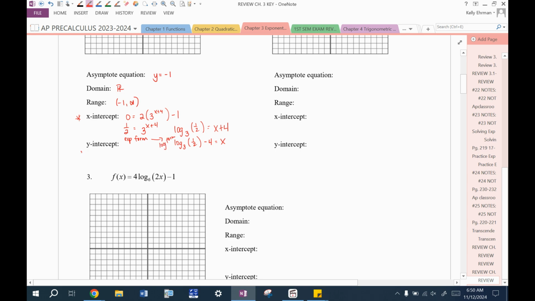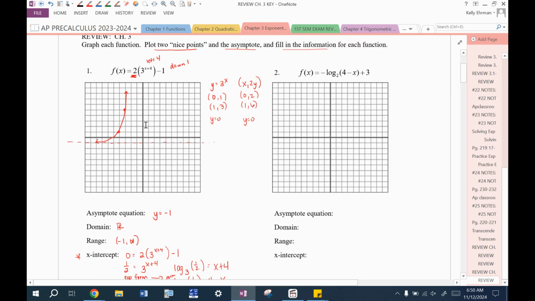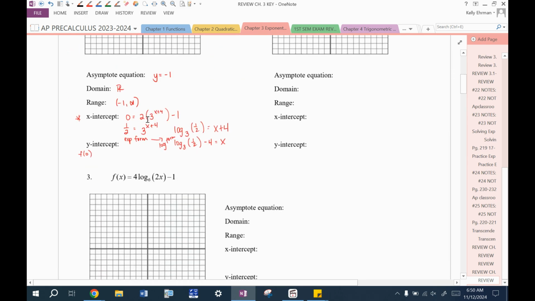And then the y-intercept is when you plug in 0. This I would ask for. So that's 2 times 3 to the 0 plus 4 minus 1. 3 to the 4th is 81. So this is 2 times 81 minus 1. That's 162 minus 1. So (0, 161) is the y-intercept for that one.